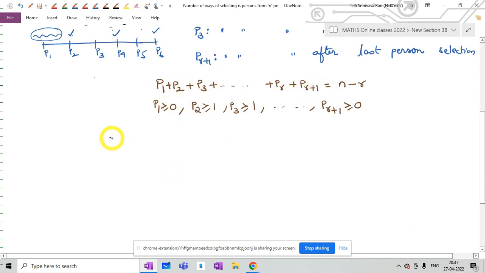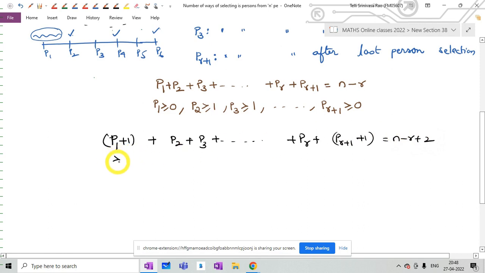For this equation I will add 1 to p1 and to pr plus 1. So p1 plus 1 plus p2 plus p3 plus so on up to pr plus 1 plus 1 equals n minus r plus 2. So here what will happen? This entire thing is greater than or equal to 1, this is greater than or equal to 1, and so on, all greater than or equal to 1. If all variables are greater than or equal to 1, which result do we have to apply?